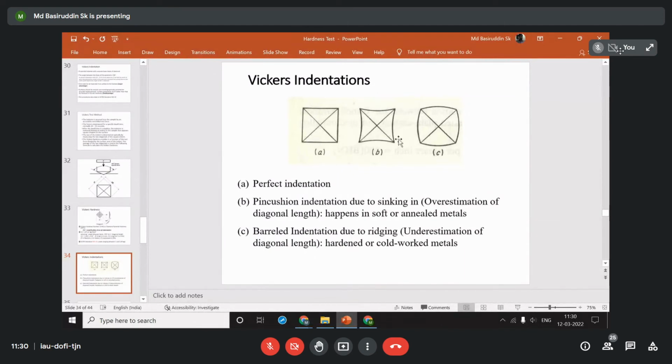And why will you get this sort of impression? Why are you not getting the perfect impression? Can you explain? Deformation, plastic deformation. Yes, plastic deformation obviously happens, but why can this pincushion type of shape happen?